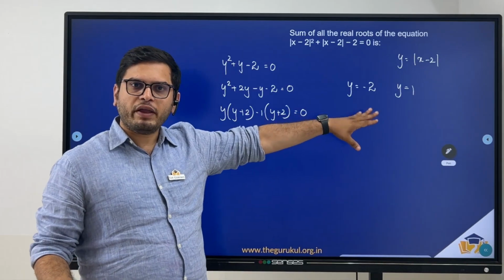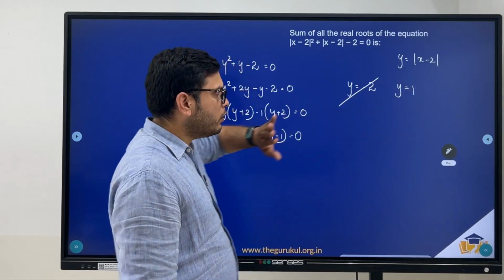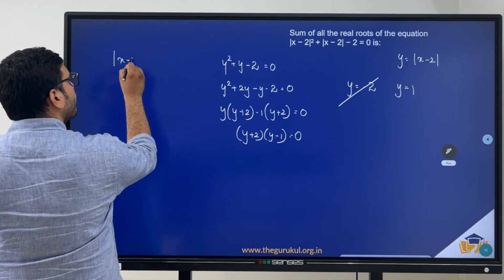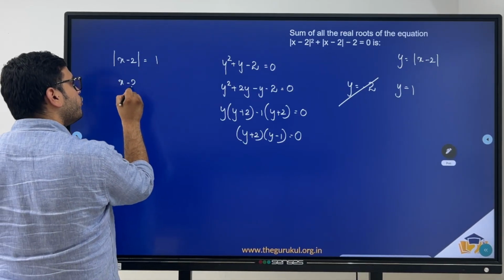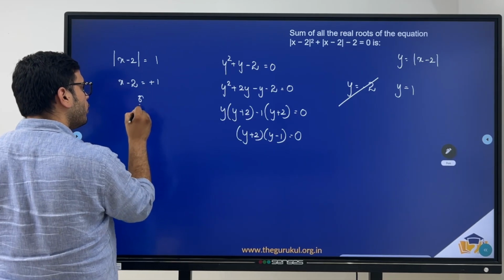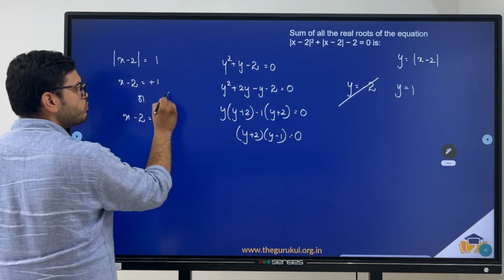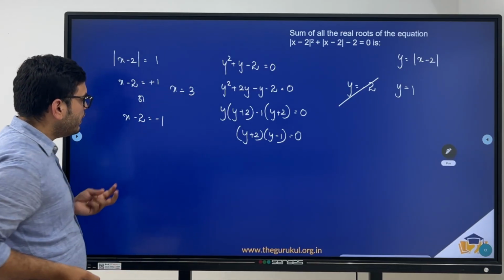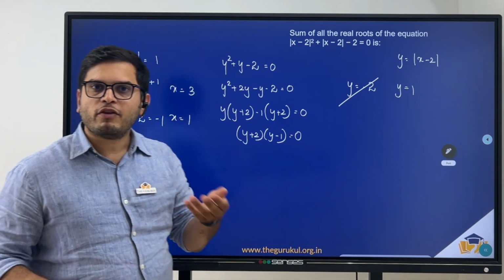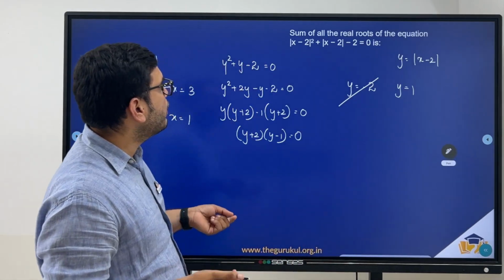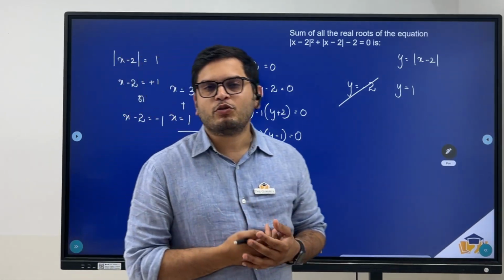Now can we have the value of y in negatives? No, so this is not possible. So the value of y has to be 1. That means mod x minus 2 is equal to 1. Now if I remove the modulus, x minus 2 can be either plus 1 or minus 1. If x minus 2 is equal to plus 1, that implies x is equal to 3. If x minus 2 is equal to minus 1, that implies x is equal to 1. So the possible values of x are 3 and 1. Now what was asked? Sum of the real roots of the equation. So 3 plus 1, 4 should be the answer to this question.